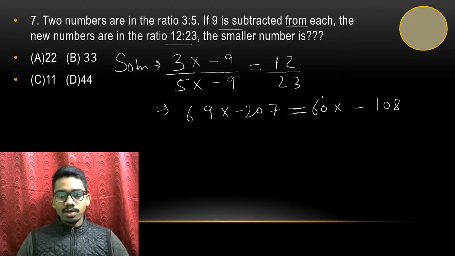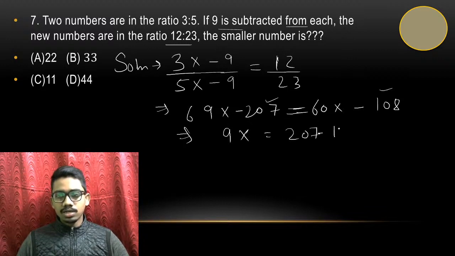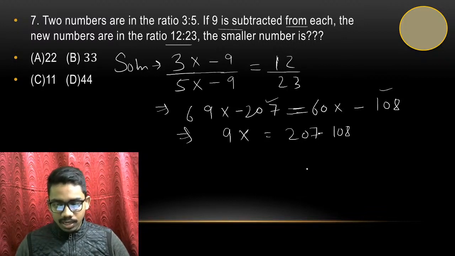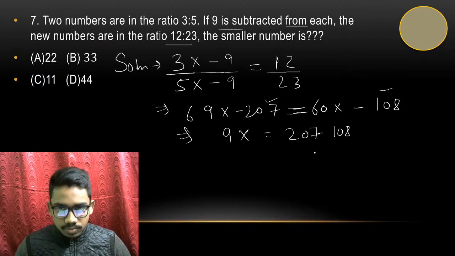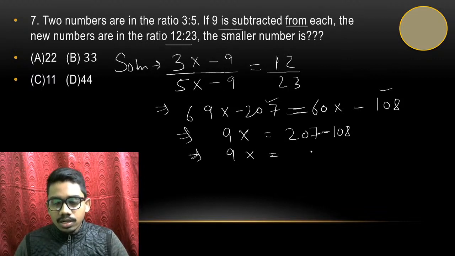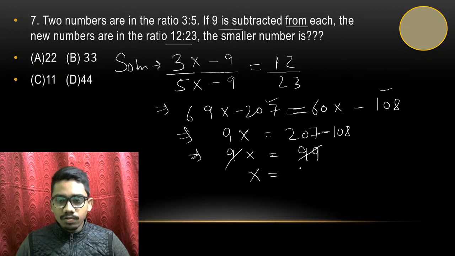And if you take the value of x on one side and the constants on the other side, you will get 9x over here, and 207 minus 108 on the other. So what do we get here, guys? 9x equals, how much will you get? You will get 99 over here. So you can find the value of x as 11.